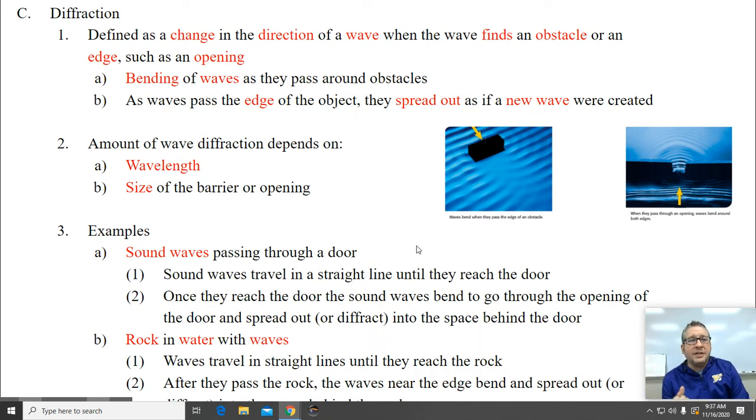The amount of this diffraction that a wave has is going to depend on two factors, that is wavelength and the size of the barrier or opening. Sound waves are a good example. When you're talking and they have to pass through a door, the sound waves travel in a straight line until they reach the door, and once they reach the door, the sound waves are going to bend through the opening of the door and spread out or diffract into the space behind the door.